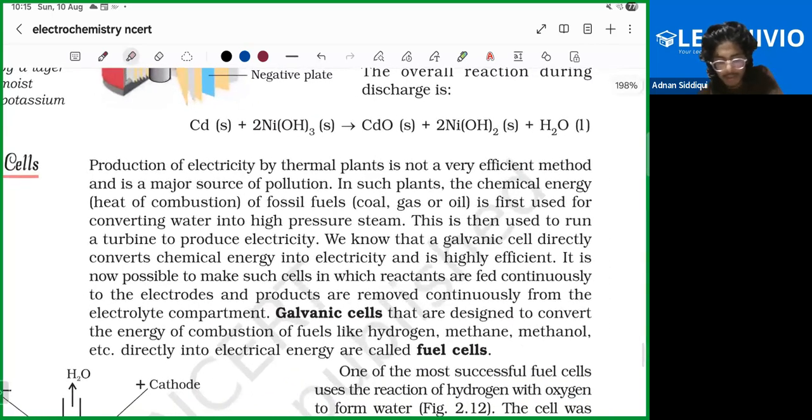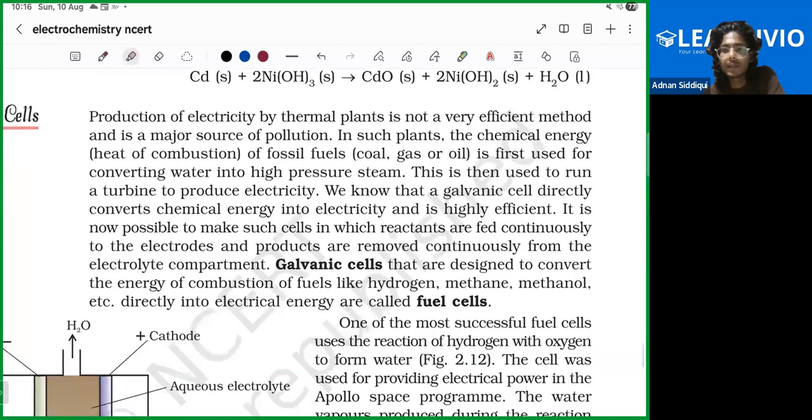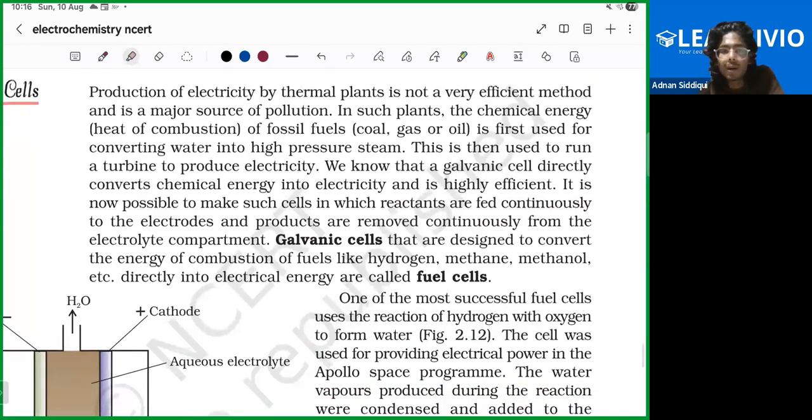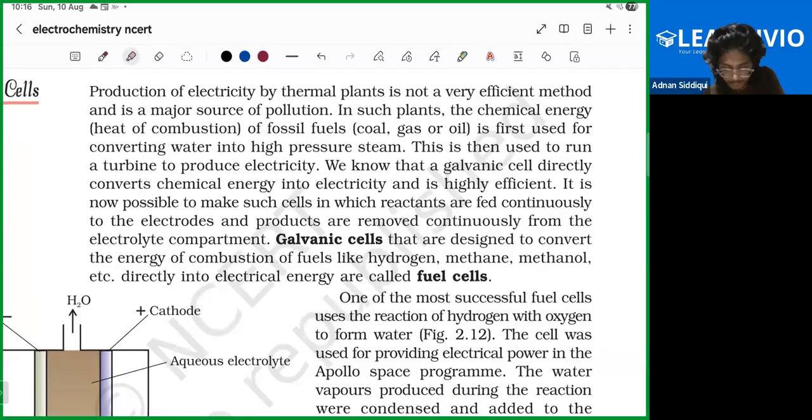In such plants, the chemical energy, the heat of combustion of fossil fuels like coal, gas, or oil, is first used for converting water into high pressure steam. This is then used to turn a turbine to produce electricity. We know that a galvanic cell directly converts chemical energy into electrical energy and is highly efficient. It is now possible to make such cells in which reactants are fed continuously to electrodes and products are removed continuously from the electrolyte component. Galvanic cells that are designed to convert the energy of combustion of fuels like hydrogen, etc.